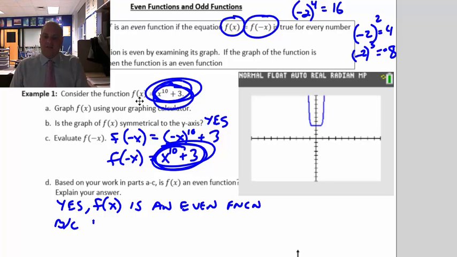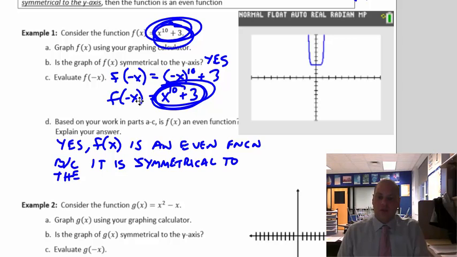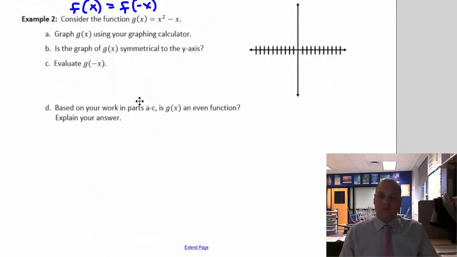Because it is symmetrical. It is symmetrical to the y-axis, and because f of x equals f of negative x. We showed that when we did f of negative x, you get the exact same thing as what you originally had, x to the 10th. Negative x to the 10th is the same as x to the 10th because of the even degree. All right? So let's do the next one.